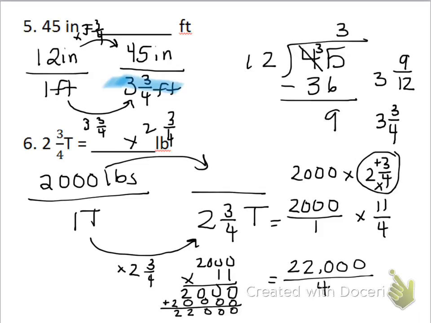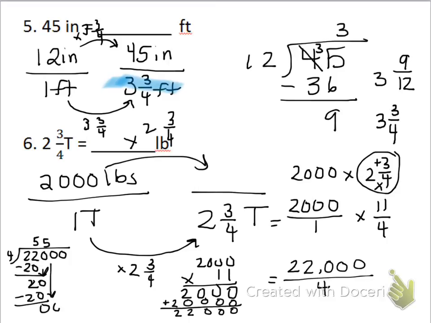So now I need to simplify this, and I do that by dividing 22,000 by 4, which I'll do over here. Four can't go into 2, but 4 can go into 22. It goes in 5 times, and 5 times 4 is 20. 22 minus 20 is 2. I bring down that 0. How many times can 4 go into 20? 5 times. 5 times 4 is 20. 20 minus 20 gives me 0.